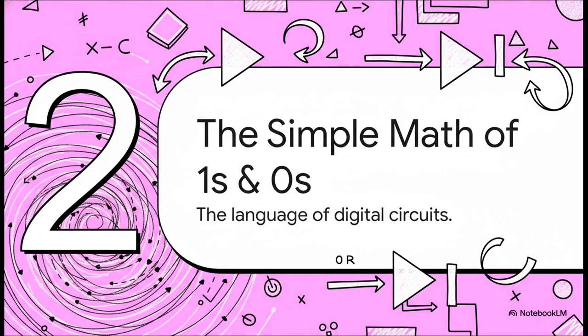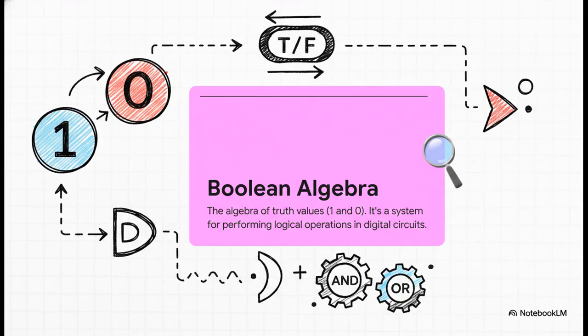So you might be thinking, how on earth do you build our entire digital world with just two symbols, a 1 and a 0? Well, for that you need a set of rules, a special kind of math that tells these ones and zeros what to do. And that's where something called Boolean algebra comes into the picture. It's basically the mathematics of logic. It's designed to work with just two states, true or false, 1 or 0.